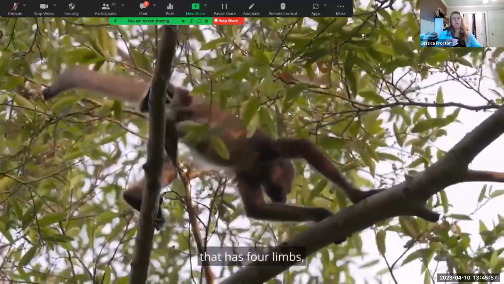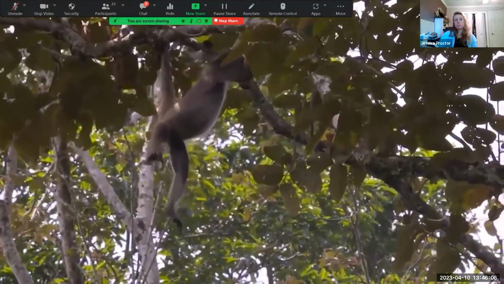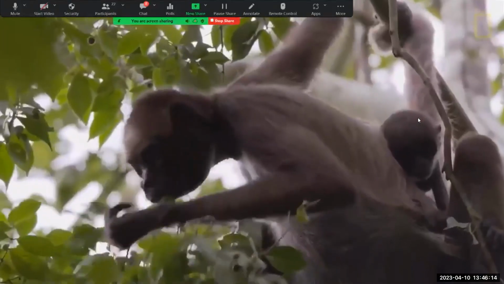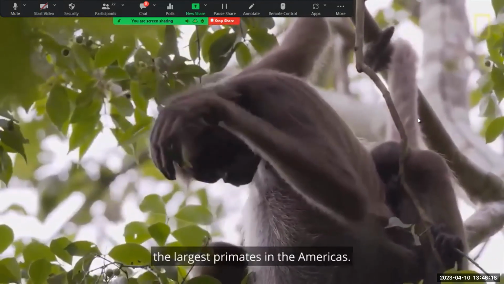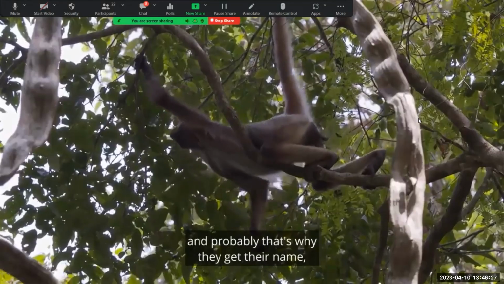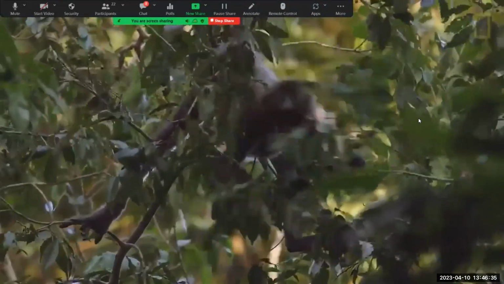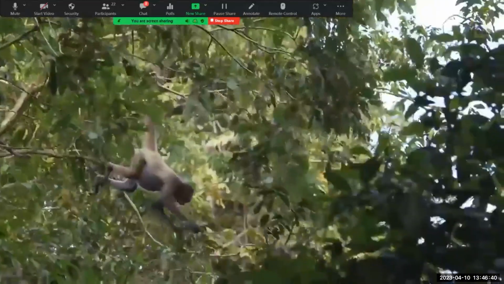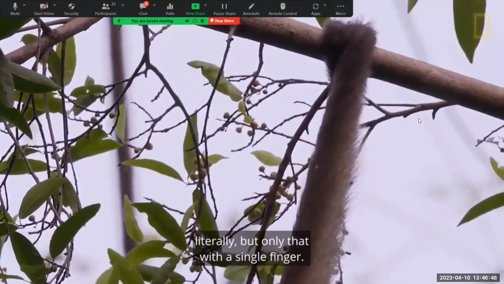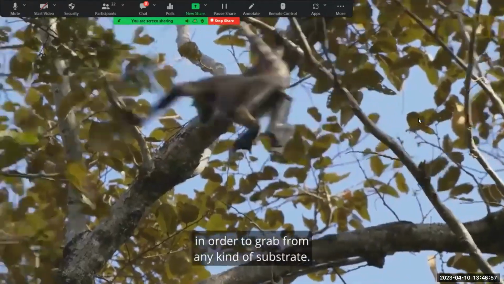They don't look like a regular primate that has 4 limbs. They have an additional limb that is their tail, so they really look like spiders when you look at them in the canopy. Spider monkeys are one of the largest primates in the Americas. They can weigh up to 10 kilos, and they are quite amazing because when you look at them, and probably that's why they get their name, they look like spiders. Prehensile tail is a tail that can be used to grab from any substrate. It is like having an additional hand, literally, only with a single finger. In fact, they have like a bearskin pad on the underparts of the tail, but it has very detailed precision in order to grab from any kind of substrate.